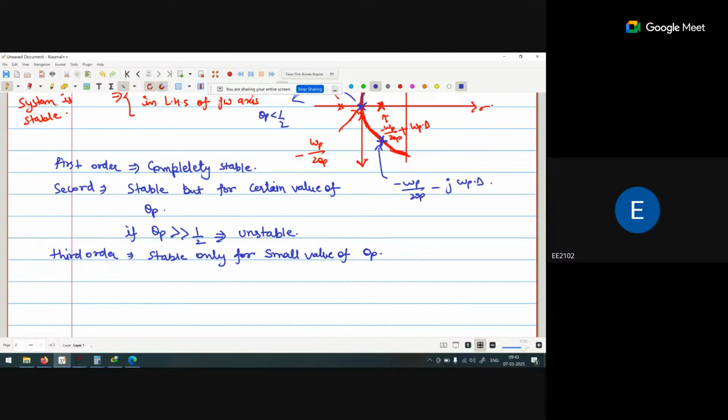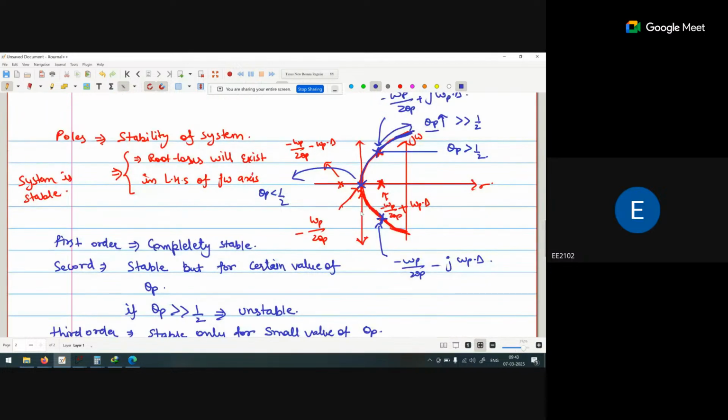On the basis of that, I can conclude that when QP is less than 1 by 2, my poles are here, so it is completely stable. Why? Because it is far from the j omega axis, so there is no possibility that it will cut the j omega axis. So always stable. When we increase QP up to 1 by 2, it goes near to the j omega axis. The distance from the j omega axis is less as compared to the previous case, so the stability is less.